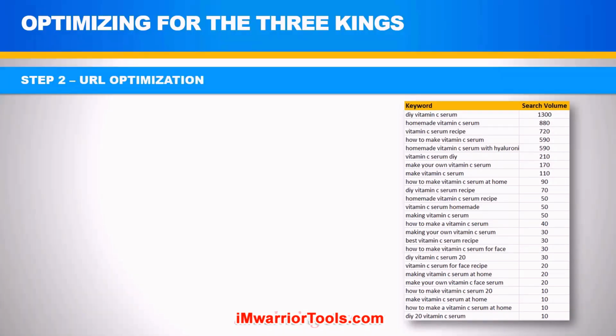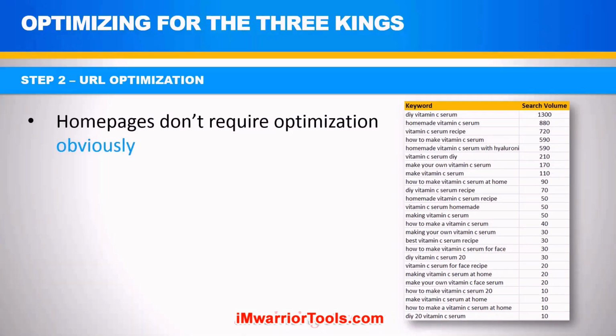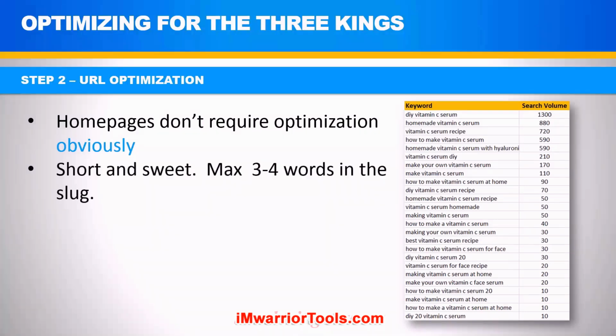Now we move on to URL optimization. Now there's a few rules involved with this. Well, number one, it's quite obvious. The home page doesn't require optimization of the URL because you couldn't change it if you wanted to. So this only really applies to your sub pages, right? Well, here's rule number one. Be short and sweet. Have a maximum of 3 to 4 words in the slug. The slug is basically just whatever's past the first forward slash.